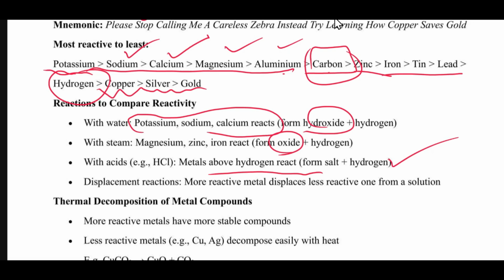Let's see about displacement reactions. A displacement reaction is similar to the halogen reaction, in which a less reactive metal is displaced by a more reactive one. What does it mean? If you have a potassium salt, for example potassium chloride, and you add sodium to it, sodium will never displace potassium. Okay, so you will still have potassium chloride and sodium, there will be no reaction.